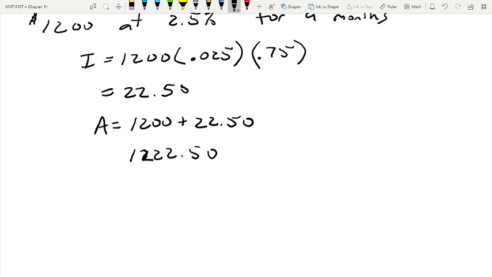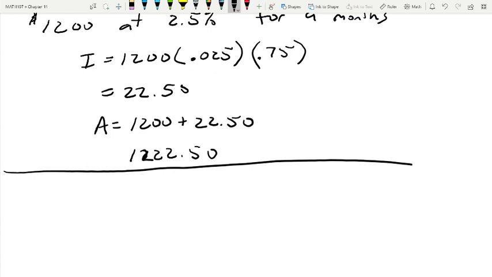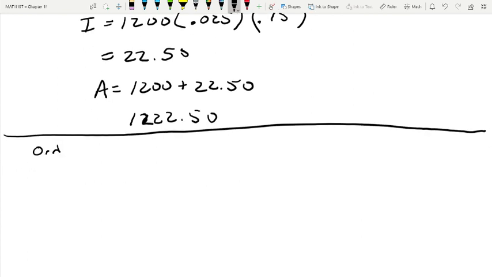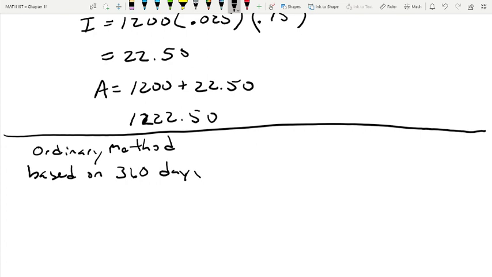So that is simple interest. The other part of simple interest is 2 different ways of basically doing the banking, the accounting part. One is called the ordinary method, which is based on 360 days. And the other one is the exact method, which is based on 365 days.